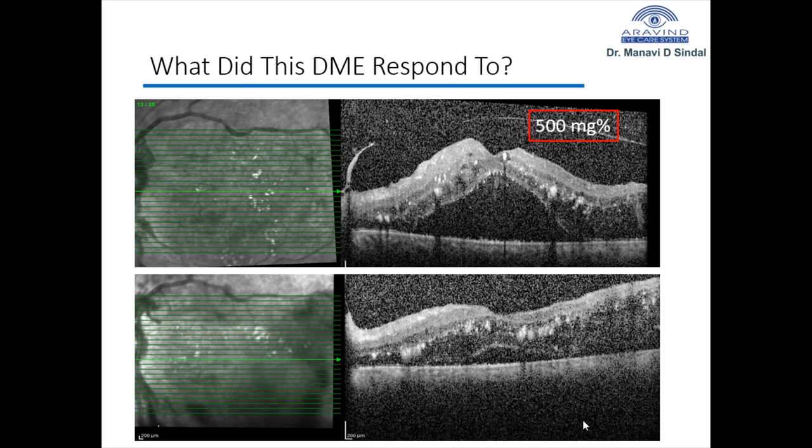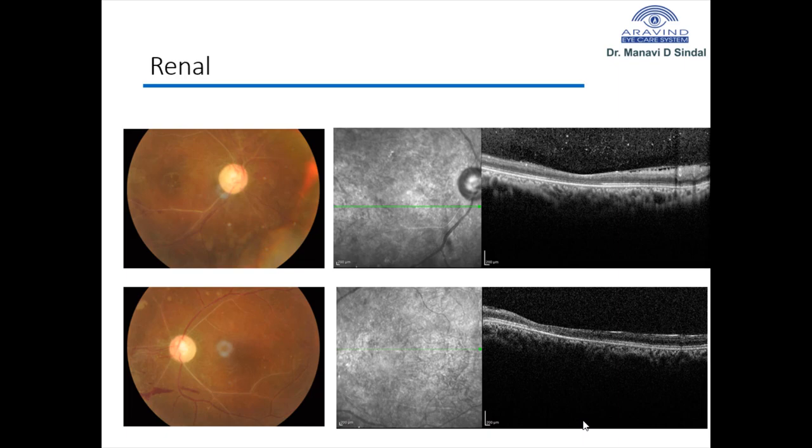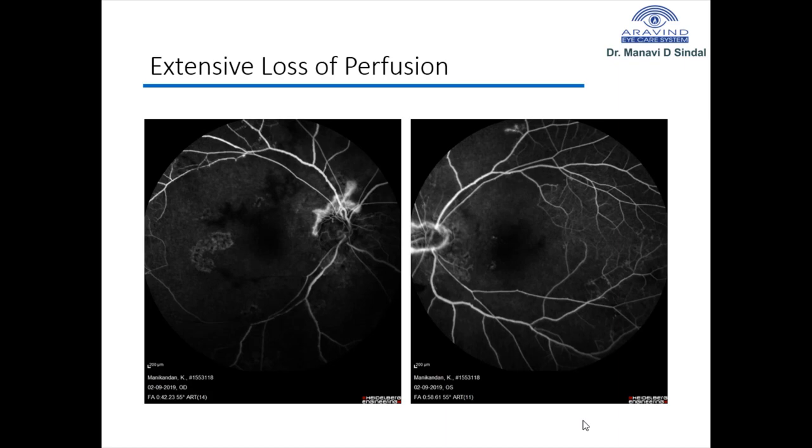Now they are better controlled at 250, and you can just see that systemic control itself has caused so much of a reduction in his macular edema. This is a patient who had extensive nephropathy also. And you can see he came with very poor vision. You can see the disc is pale. All the blood vessels are completely white, which means they are sclerosed. And this is the OCT, which is showing a very thinning of the retina. And an angiogram revealed an absolute loss of perfusion in the posterior pole of the eye.